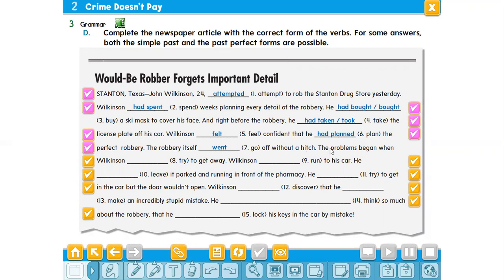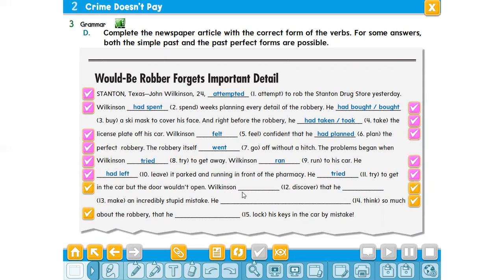Where is the problem? The problems began when Wilkinson tried to get away. Try will be tried. Wilkinson ran to his car. He had left it parked and running in front of the pharmacy. Leave will be had left, past perfect. He tried to get in the car but the door wouldn't open. Try will be tried. What is the problem? Why wouldn't the door open?